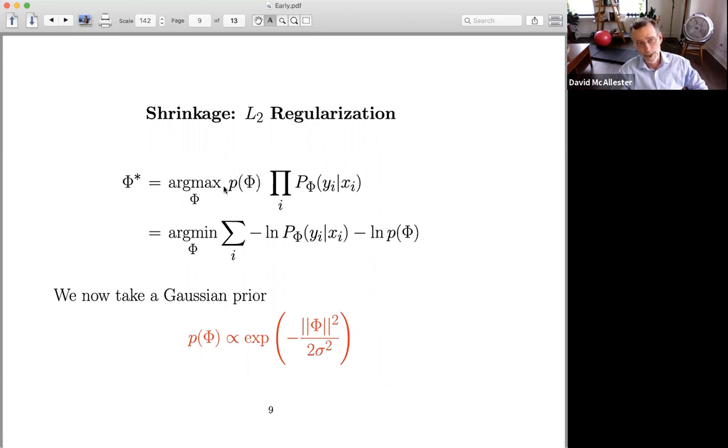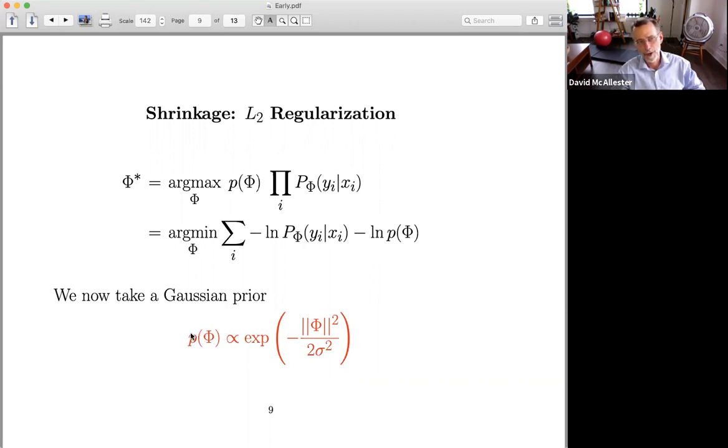But we've also got this prior term, minus log the prior probability of the model. So we're being Bayesian, so we're assuming some prior probability on the model. That's something we have not done before. We just treated all models as equally good as long as they fit the data well. Now we're saying, no, some models are more likely than others. And we're going to take a Gaussian prior.